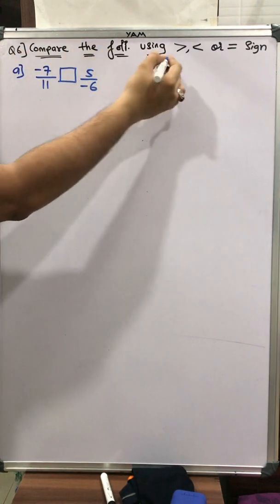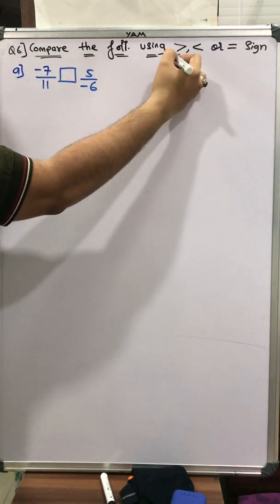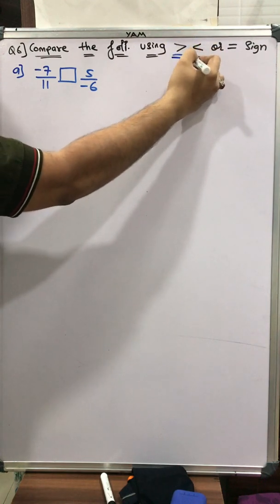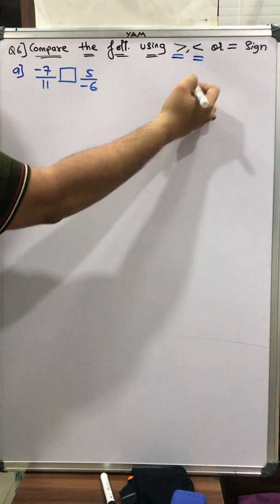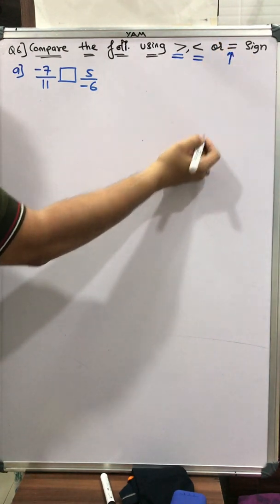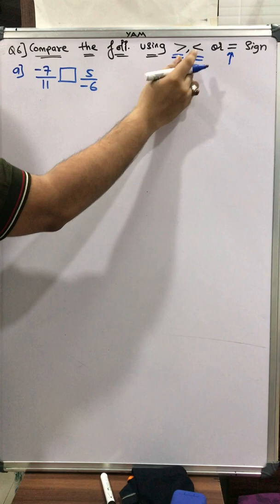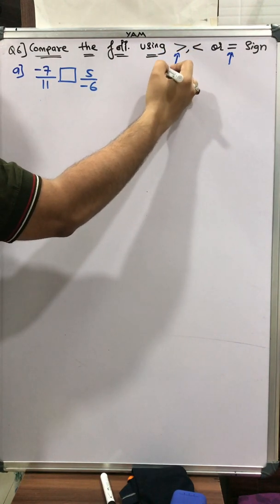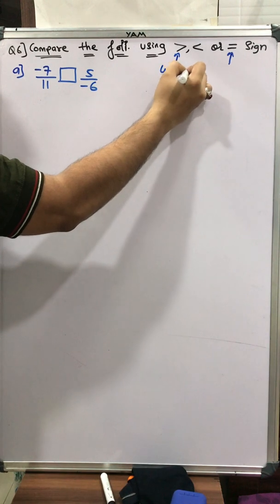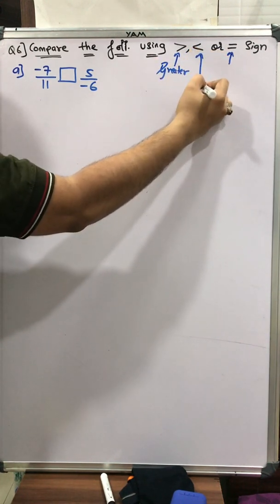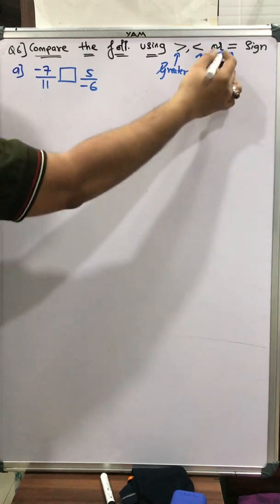Compare the following using this symbol, which is called the greater than symbol. This symbol is called the less than symbol. Okay? Or this symbol, you know, this is called the equal to symbol. So compare the following, I will say, using this symbol means greater. You can write, please, greater. This means less, and equal to.